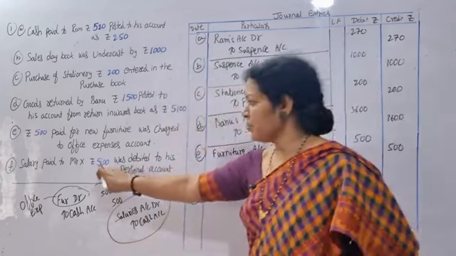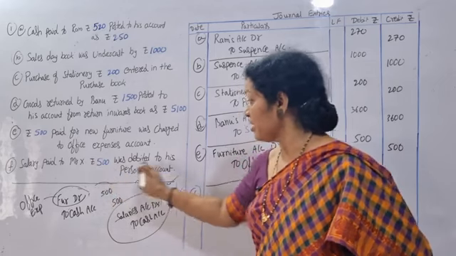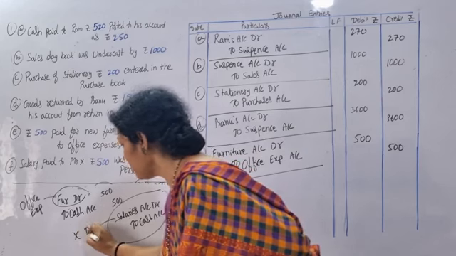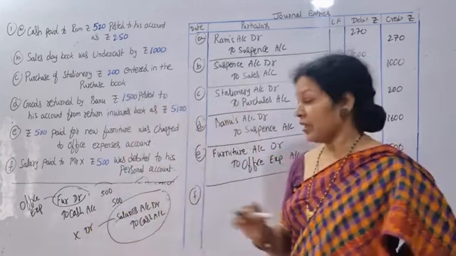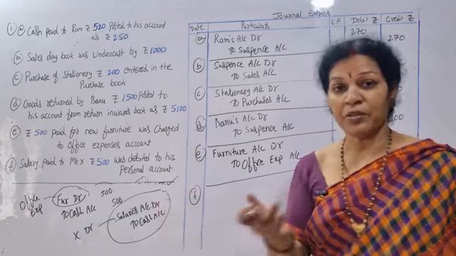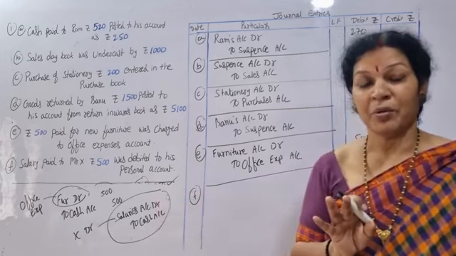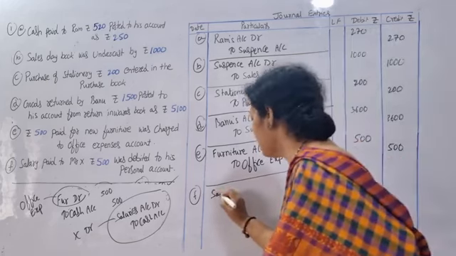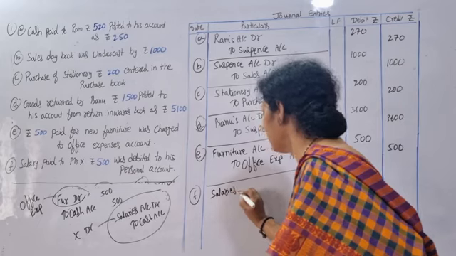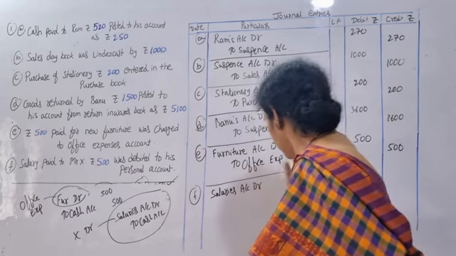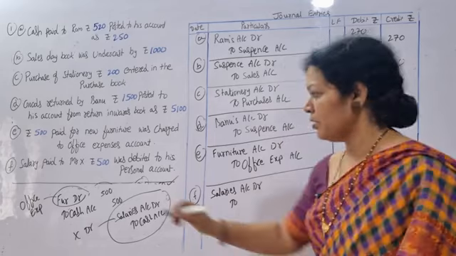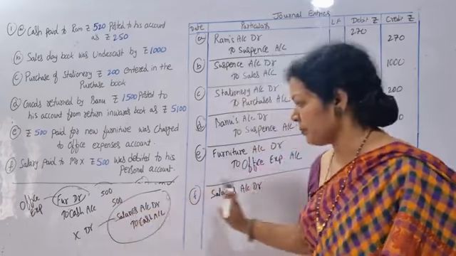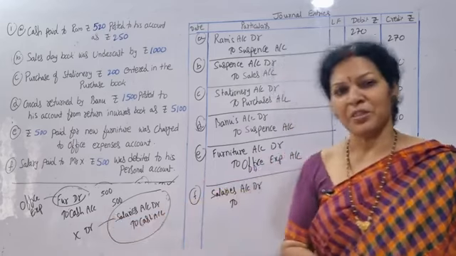Now what they are saying: salaries paid to Mr. X, 500 rupees, was debited to his personal account. Instead of the salaries account, the X account is debited. The salaries account is not debited. What do we do? We'll debit the salaries account. So salaries account debtor to X account. The salaries account, which is not debited, we are debiting. By mistake, the X account is debited.